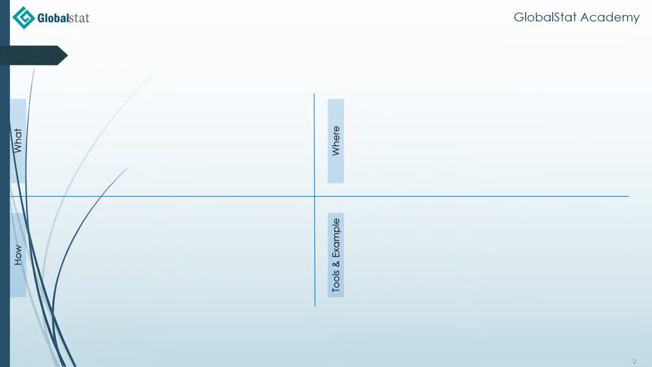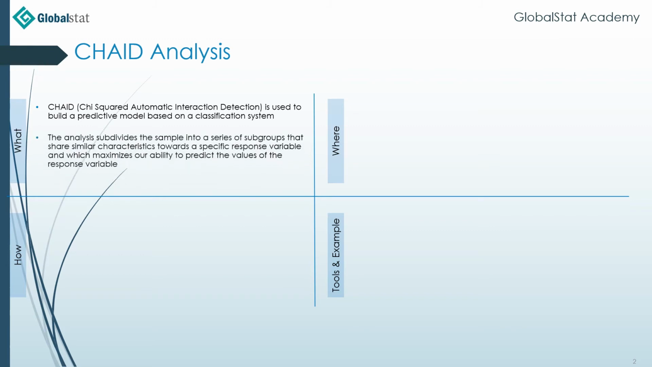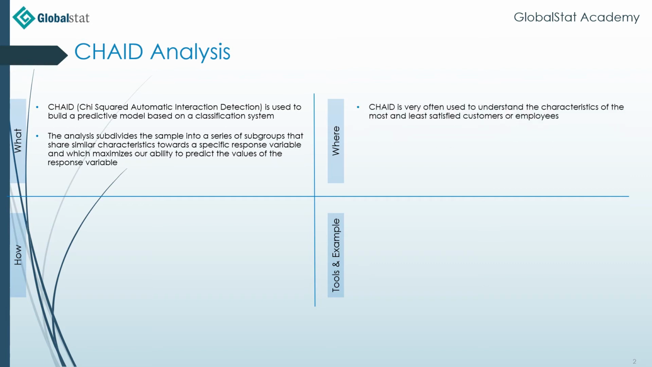Slowly and steadily, that is what CHAID is. As I mentioned, it is Chi-square Automatic Interaction Detection and is used to build a predictive model based on a classification system. The analysis subdivides the sample into a series of subgroups that share similar characteristics for a specific response variable, and it can maximize the ability to predict the values of the response variable.